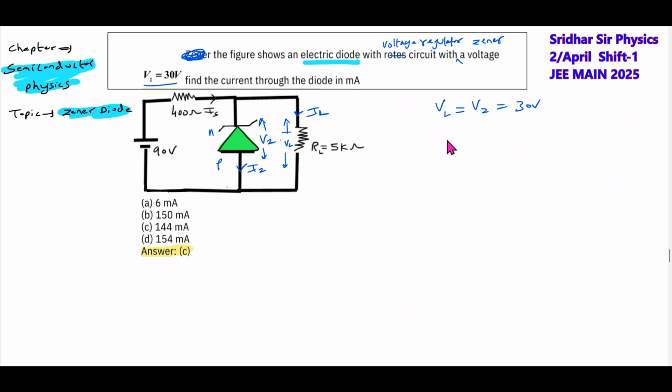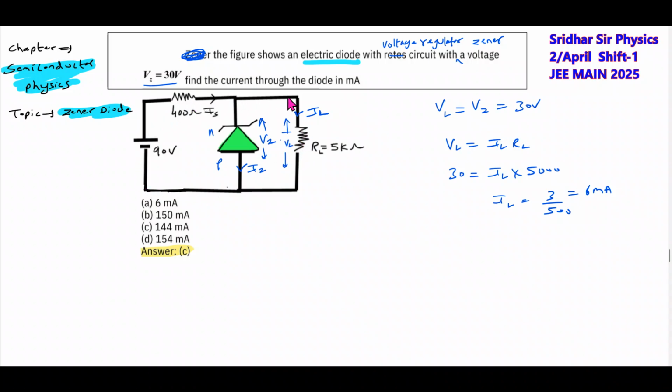So applying Ohm's law, Vl equal to IL into RL. Vl will be how much? 30. IL we don't know. RL will be how much? 5000. IL equal to 3 by 500, which is 6 milliampere. 6 milliampere is the load current.